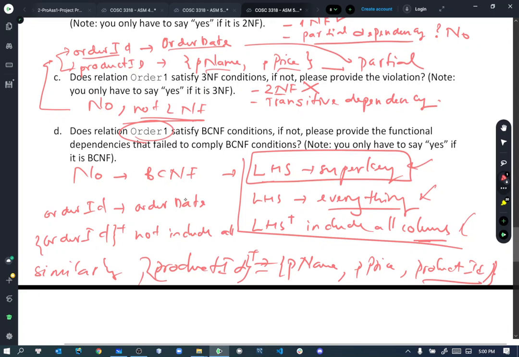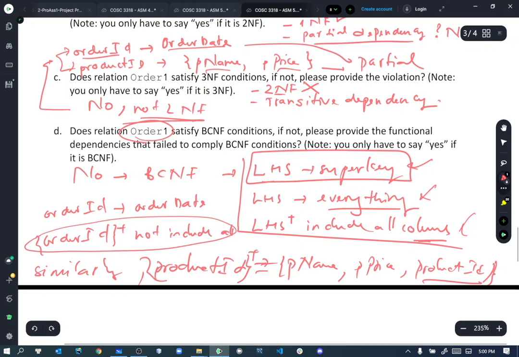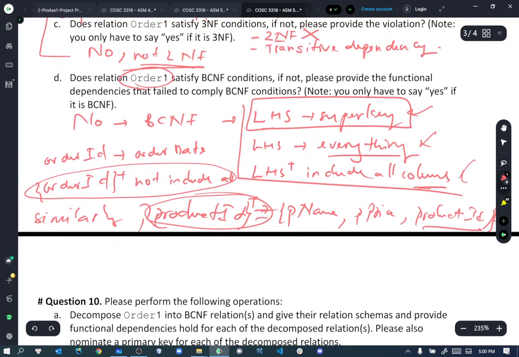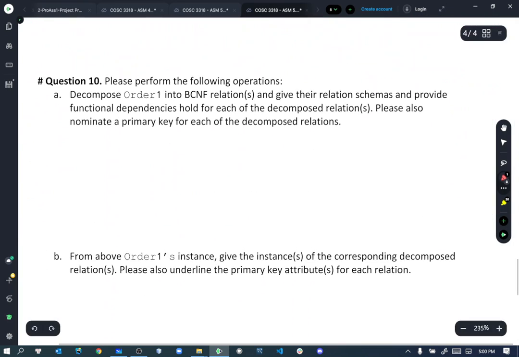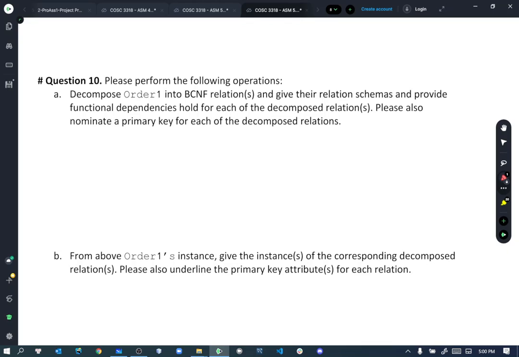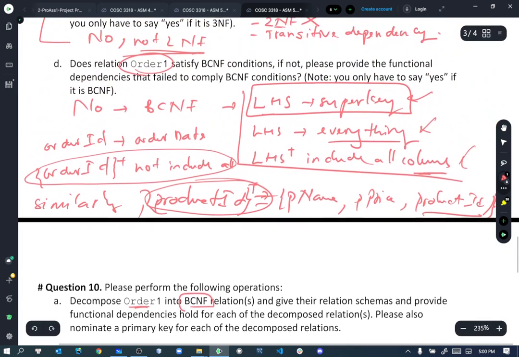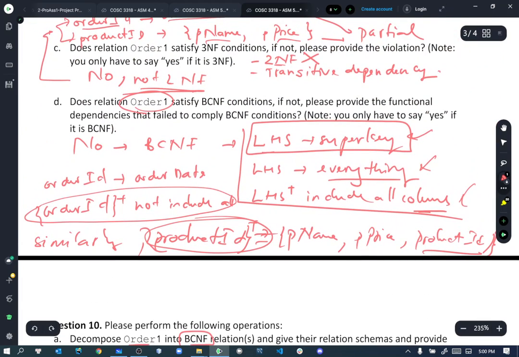First evidence is this: order ID does not include all, product ID does not include all, so there are two violations. With those two violations, we move to the next one. We decompose Order 1 into BCNF. For decomposing Order 1 into BCNF, we focus on the violations.